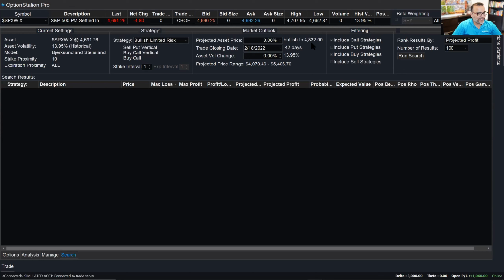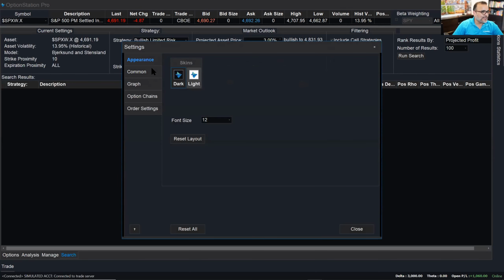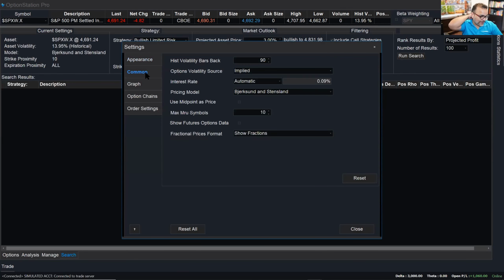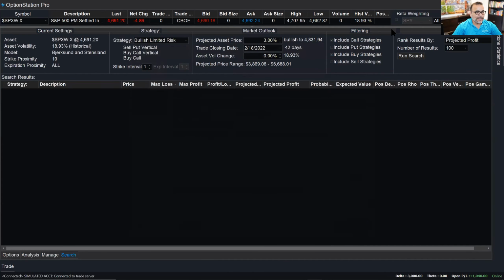So 3% takes us up to 48.32. So this is a 13.95 historical volatility. If we go over here to our settings and we go to the common, historical volatility bars back is using 90 days back. Maybe if we limit that to 30, let's see what happens. It does go up. So in the last 30 days, about 18%. Does that sound a little bit closer to what you're looking at?